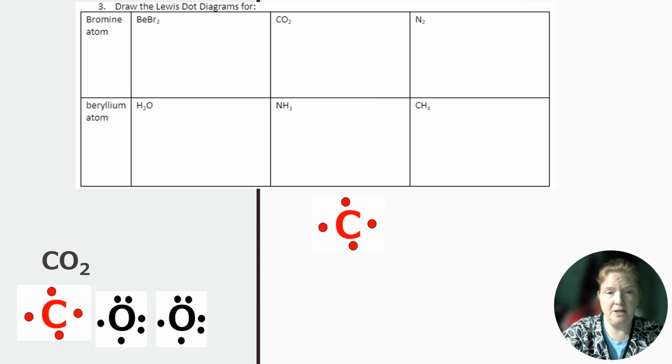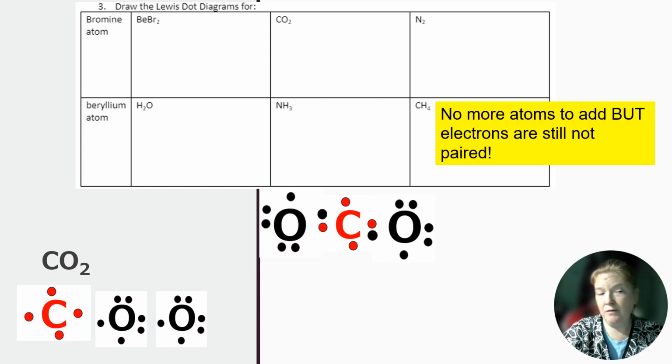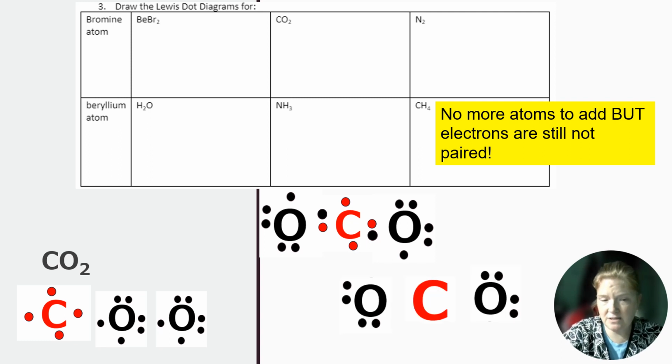All right, what about carbon dioxide? So I start with carbon in the middle. I put one of the oxygens here. I put one of the oxygens here. Looks great, except I don't have any more atoms to add, but I still have electrons that aren't paired. So let's restart, and what's going to end up happening is those extra ones are going to move in between, and we're going to end up with some double bonds.